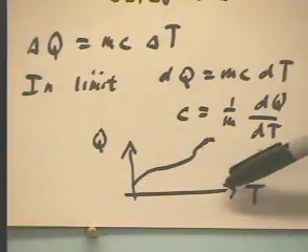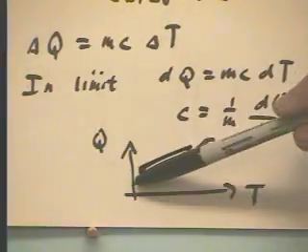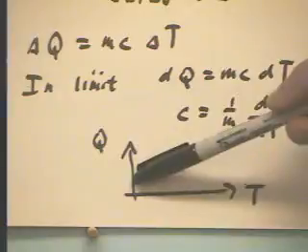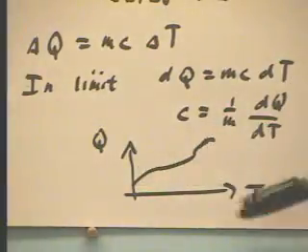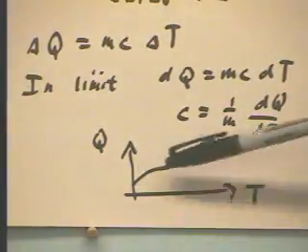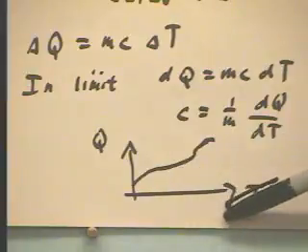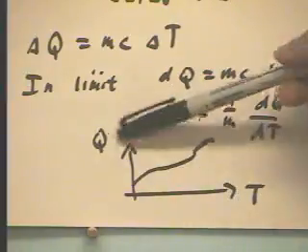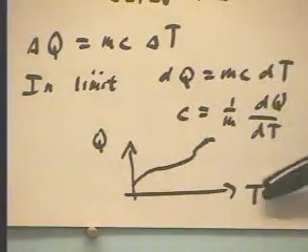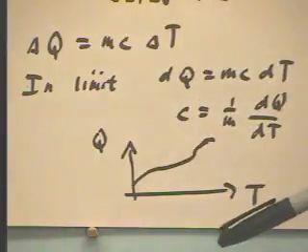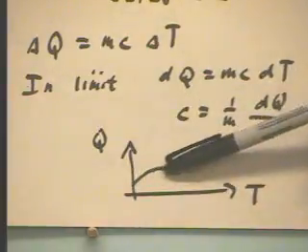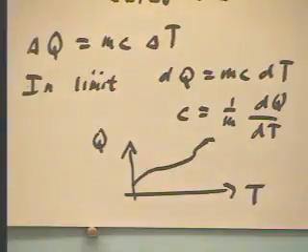Now, over a large range of temperature, the rate at which you have to add thermal energy might change with temperature. The rate at which thermal energy is added with respect to temperature, or the amount of thermal energy added per unit of temperature, might change, and that's going to change the slope of this graph.